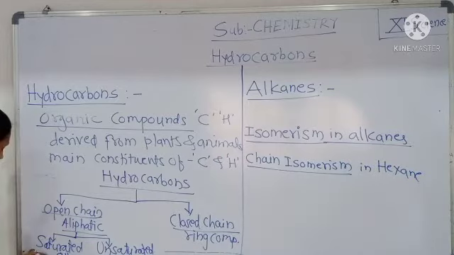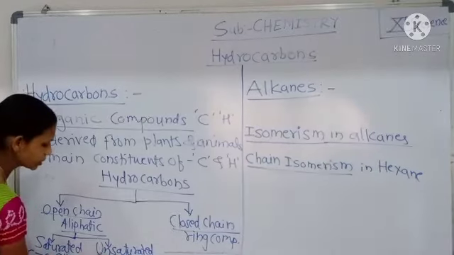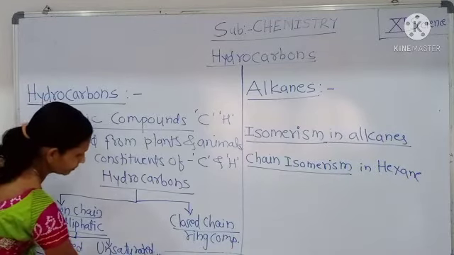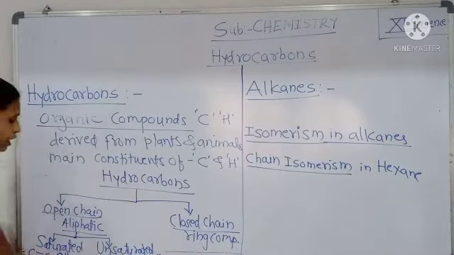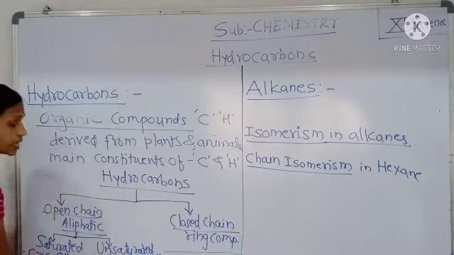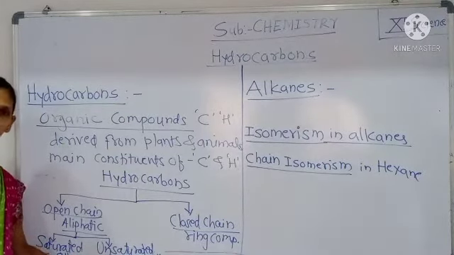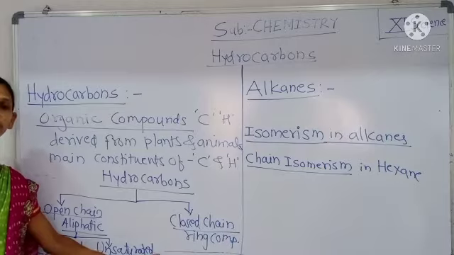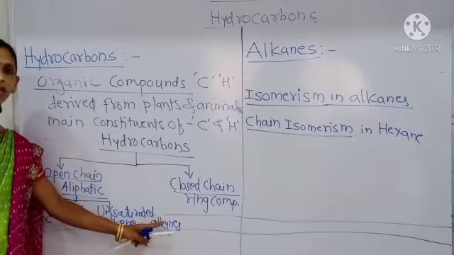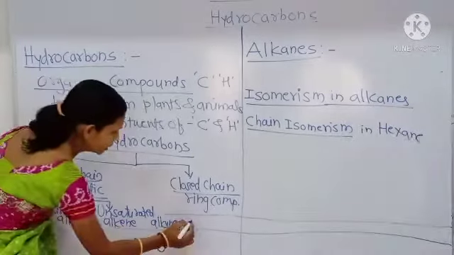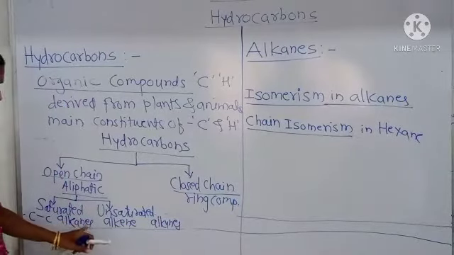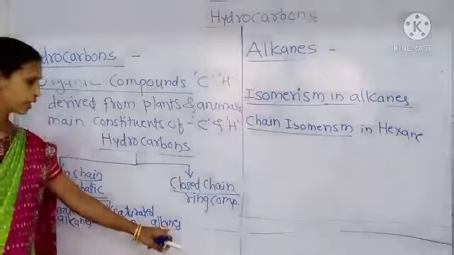That means alkanes contain carbon-carbon single bonds, and the unsaturated compounds, that is alkenes and alkynes: alkenes contain at least one carbon-carbon double bond, and alkynes contain a carbon-carbon triple bond. That means these are unsaturated hydrocarbons. All of you studied alkenes and alkynes in detail.